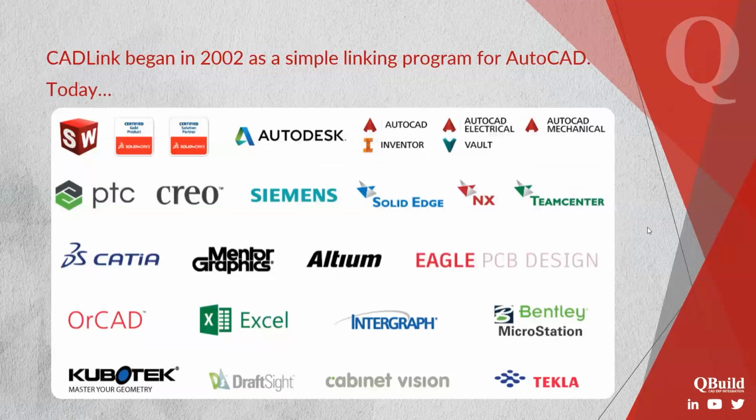Okay, so let's dive a bit deeper on CADLink. CADLink began back in 2002 with a simple link between AutoCAD and a database. As you can see today, we have many CAD, PDM, and PLM partners that we've built a relationship with over the years. So we have many integrations that cover the full range of our customer base. We have the big players like SolidWorks, Autodesk, Siemens, and a bunch of different CAD, PDM, or PLM partners.